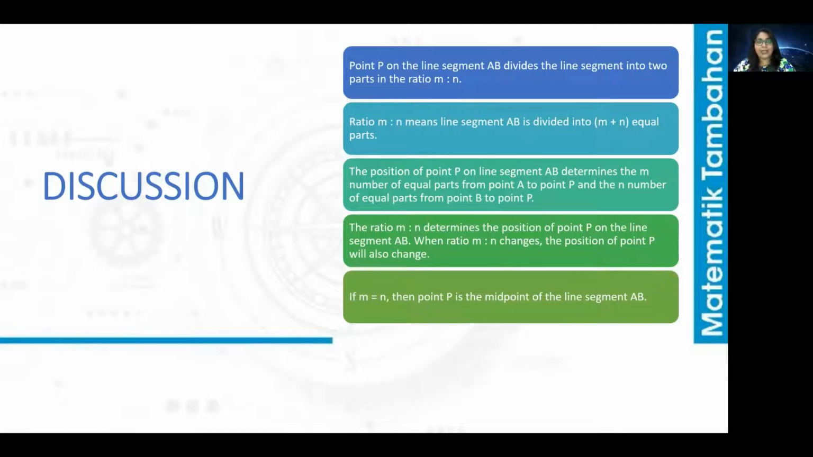The ratio m to n determines the position of point P on the line segment AB. When the ratio m to n changes, the position of point P will also change. If m equals n, then we know that the distance from point A to P and P to B is the same, which means point P is the midpoint of the line segment AB. Let's look at an example.